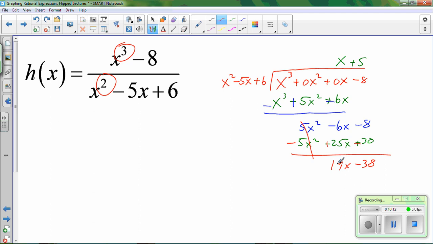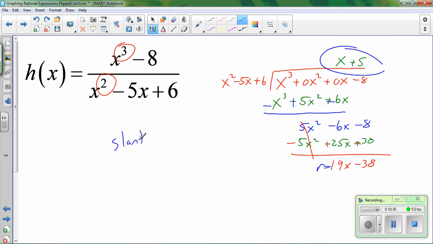Now, how do I know I'm done? How do I know that's the remainder? How do I know I don't have another term up here? Because this is x squared. I can't turn it into 19x. I can only turn it into things x squared and up, like x cubed or 5x squared, stuff like that. I can't make it any smaller. So that's how you know you're done. So this is your remainder, and you don't really care about that. But this up here, that's your slant.